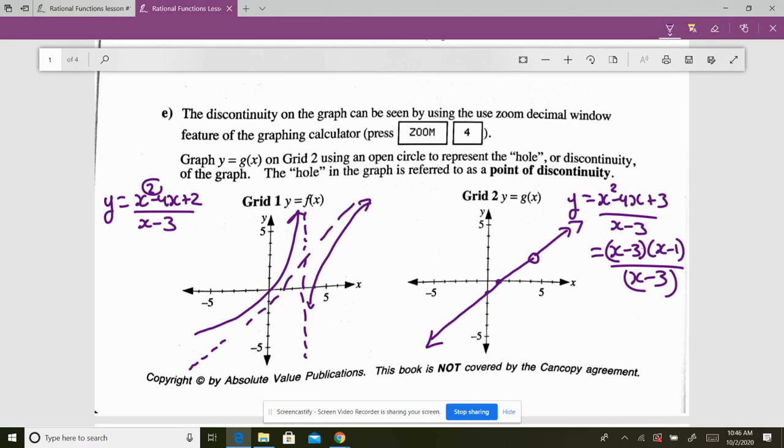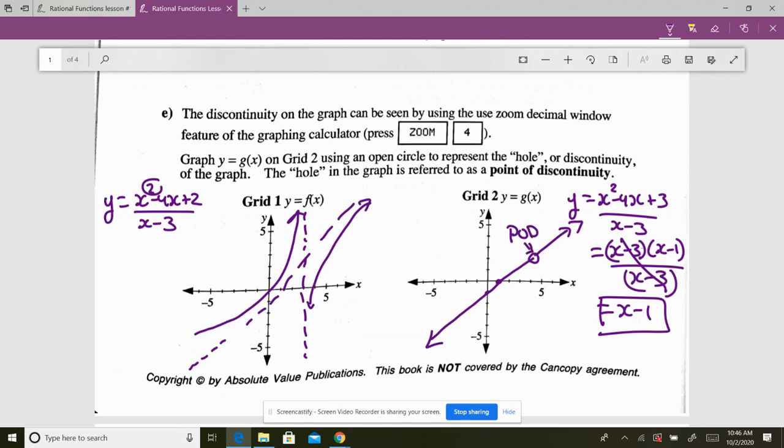What happens to those x minus 3s? They cancel each other out. You're left with x minus 1, which is what type of line? A linear line, okay? We have a linear line, a y-intercept of -1, a slope of 1, so up 1 over 1. But because we had this x minus 3 that cancels, we have a hole in the graph, a POD, point of discontinuity.